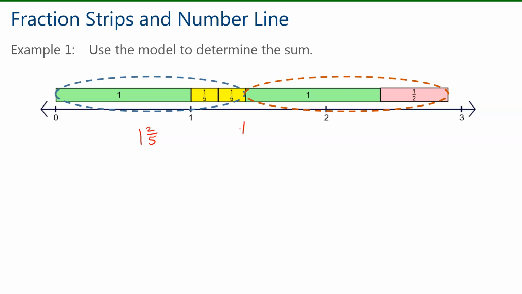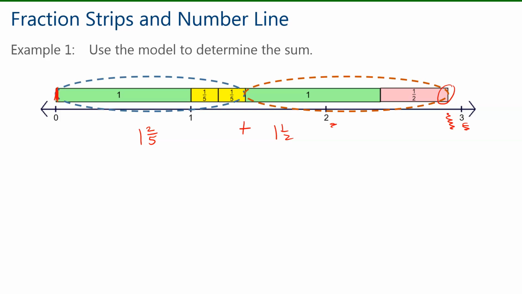And what are we adding on? Well, in the orange oval, I have 1 whole and a 1/2 fraction strip. So what I'm actually adding together here is 1 2/5 plus 1 1/2. I'm starting at 0 and ending over here, so I know my final answer is between 2 wholes and 3 wholes. And it's a lot closer to 3 wholes, but I don't know exactly what my answer is yet.